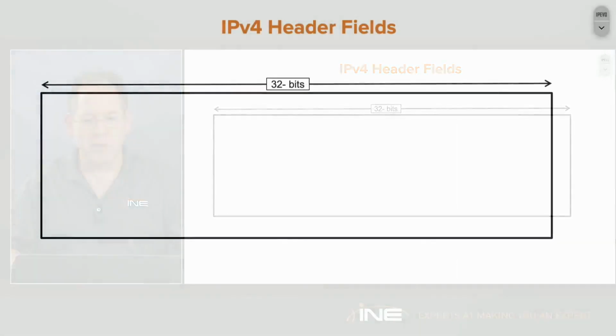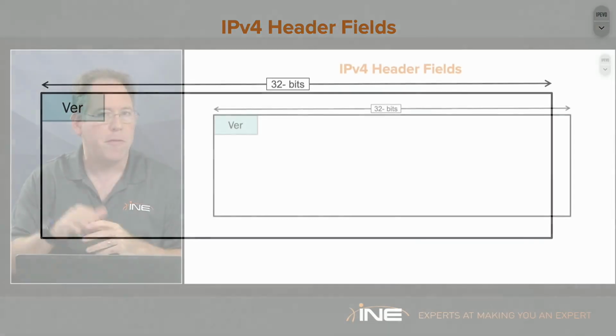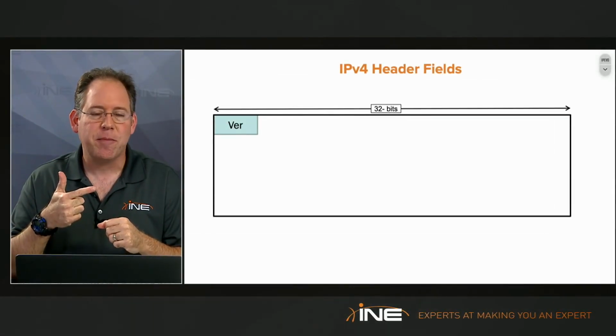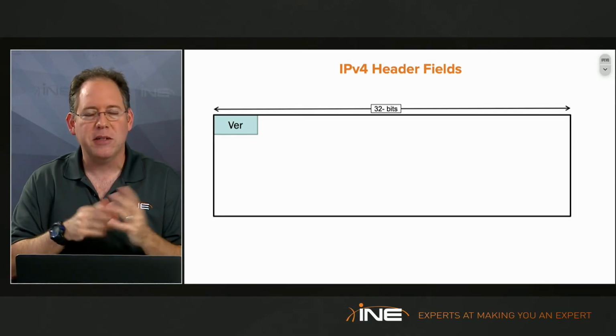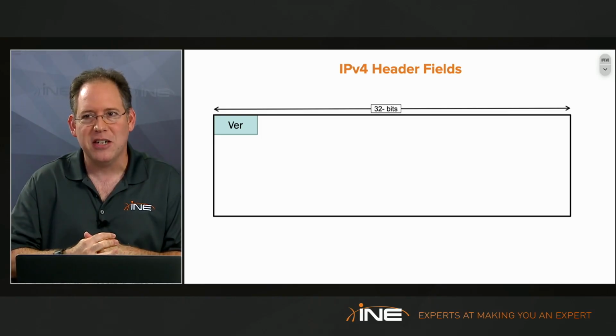So this box here is going to represent the header, starting with the version field. The version field is either going to be the number 4 or the number 6. IP version 4 has been around for decades. There's more and more IP version 6 being seen these days, but you'll typically see the number 4 right here.